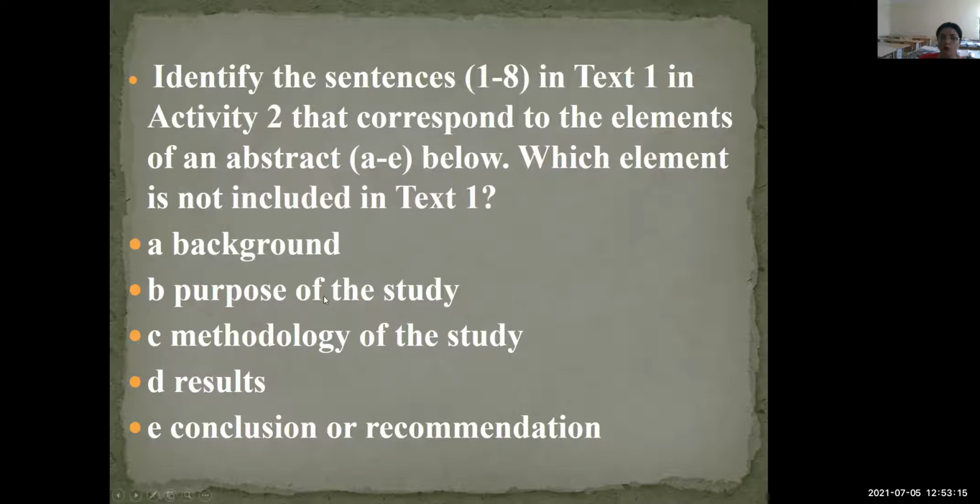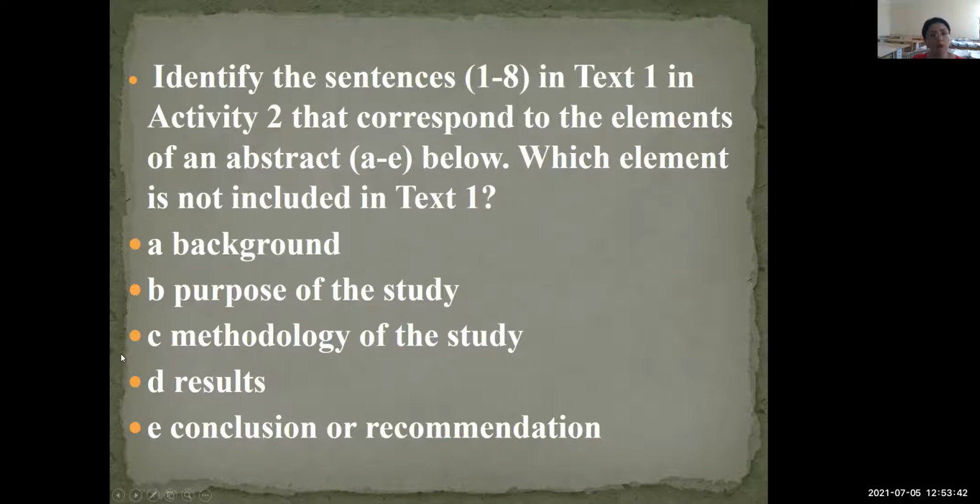The second one, purpose of the study. The third one, methodology of the study. The fourth one, results. And the last one, conclusion or recommendation. So as we saw, there are 8 sentences, and let's match the sentences with the elements of an abstract.